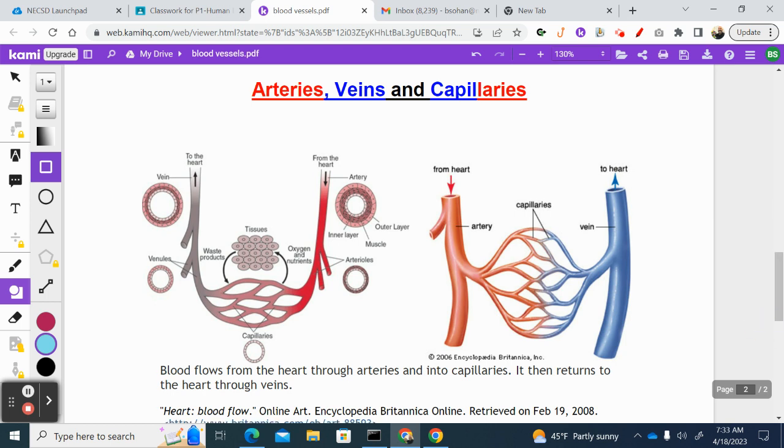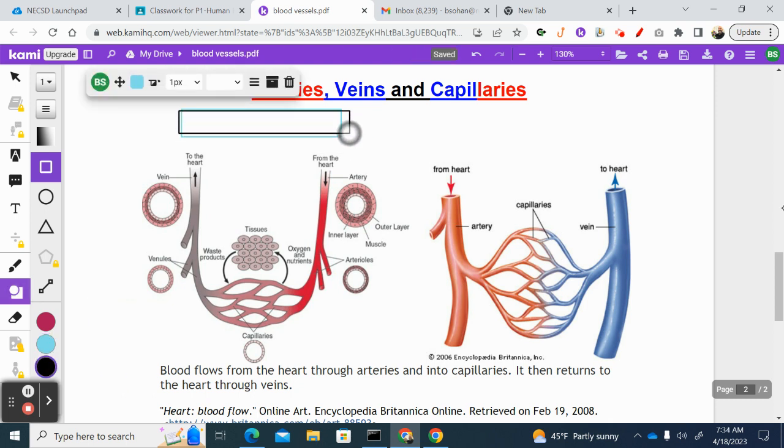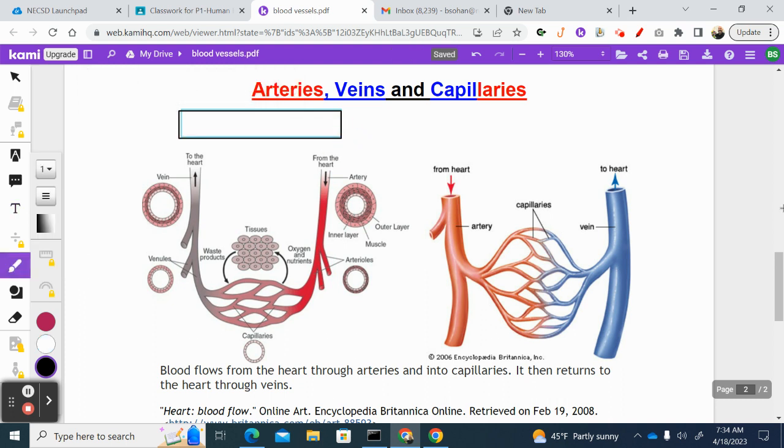Here we see a nice side-by-side comparison. If the heart is up here, here's our heart, this box. And we're going away from the heart. We are in an artery. Nice thick wall, small lumen. As we go further away from the heart, the walls get a little bit thinner, lumens get bigger.